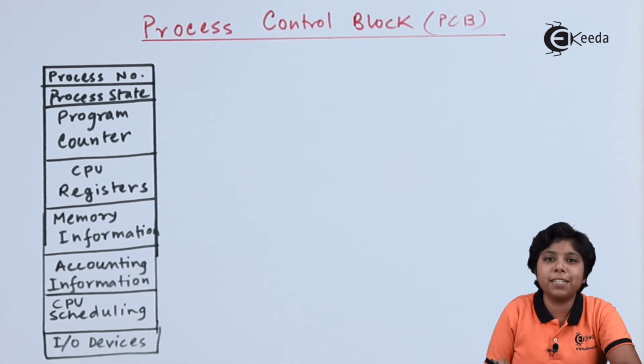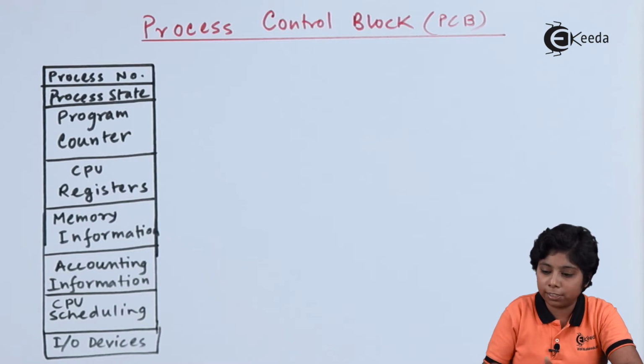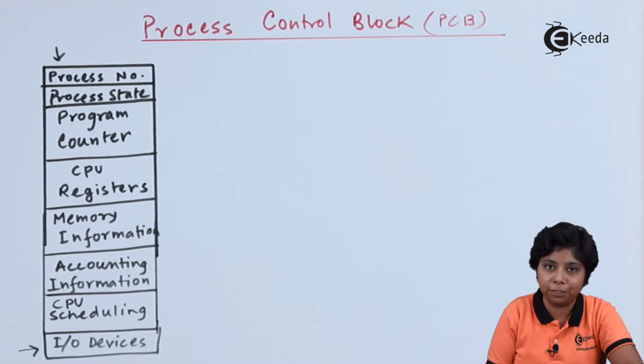So this is the basic structure of a PCB, in which the header contains the process number and the tail contains the I/O devices and list of open files information. Now we will see how the PCB is implemented as a repository for the processes, and how the specific information about the processes is used when context switching is done.